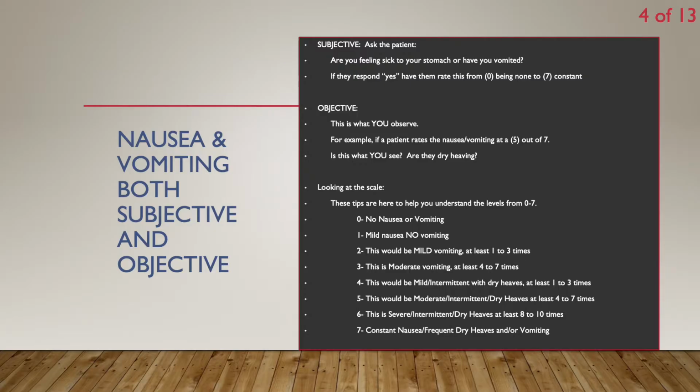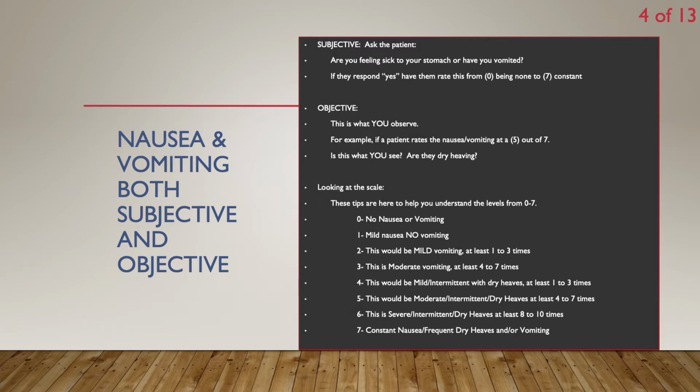The first section that you see on your CIWA will be nausea and vomiting. I look at this one as both subjective and objective. Subjective, of course, is what the patient tells you. This is always the most important. So you ask them, are they feeling sick to their stomach or have they vomited? If they respond yes, have them rate this on a 0 to 7 scale. So basically 0 is no nausea or vomiting and 7 is the worst you've ever seen, and they're going to rate it in between.